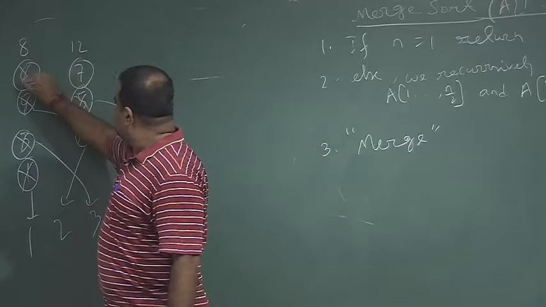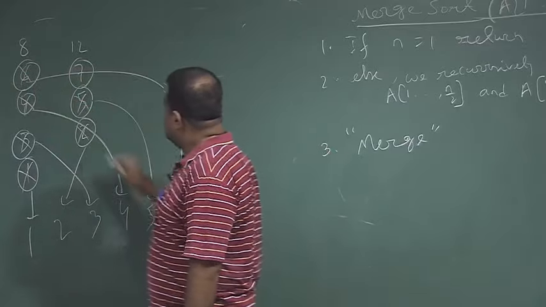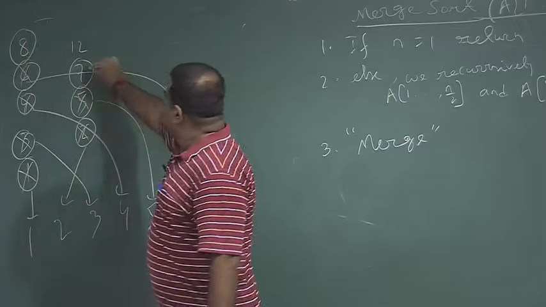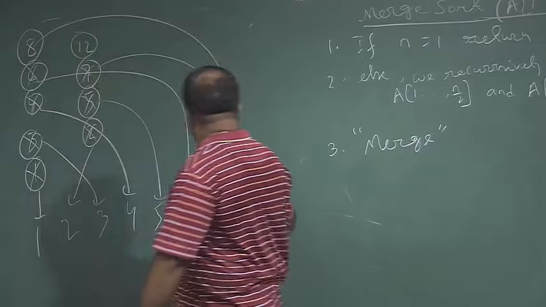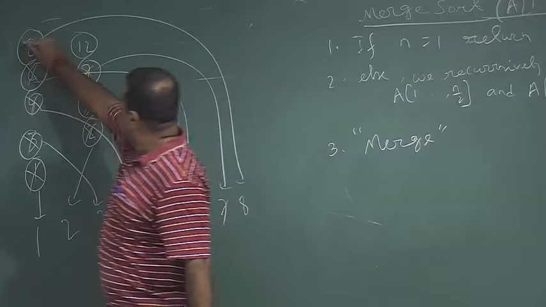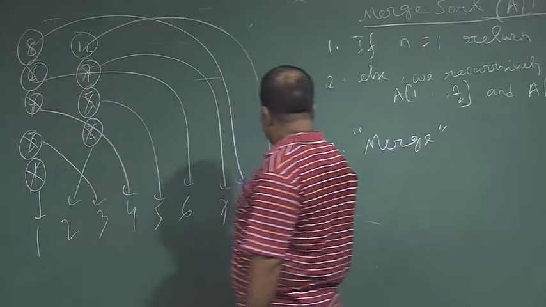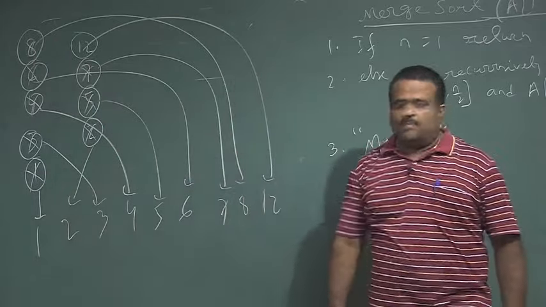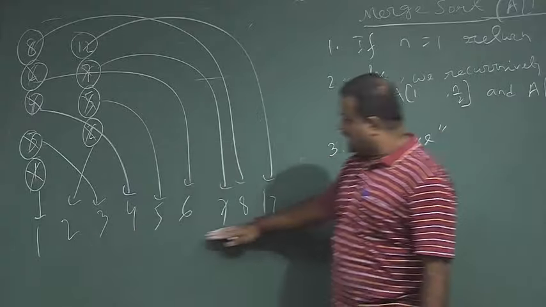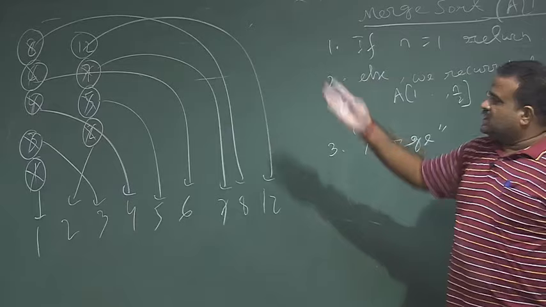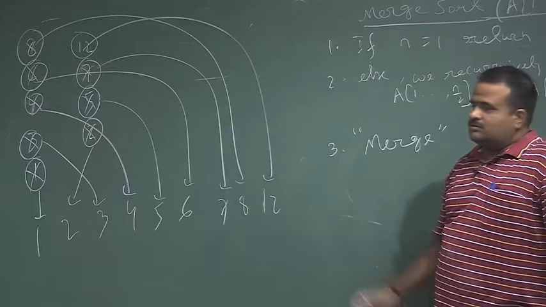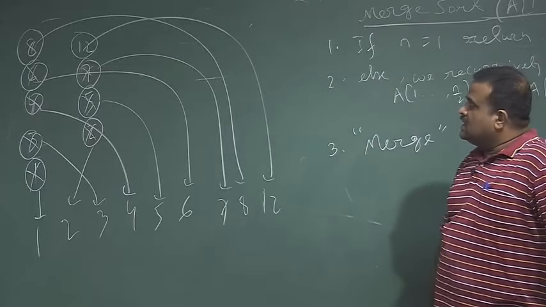Now, 6 is the smallest. Then 7 and 8, so 7 is the smallest. Then 8 and 12, 8 is the smallest. Now only one is left, so this is 12. For this we need to have an array of size n to store the result.